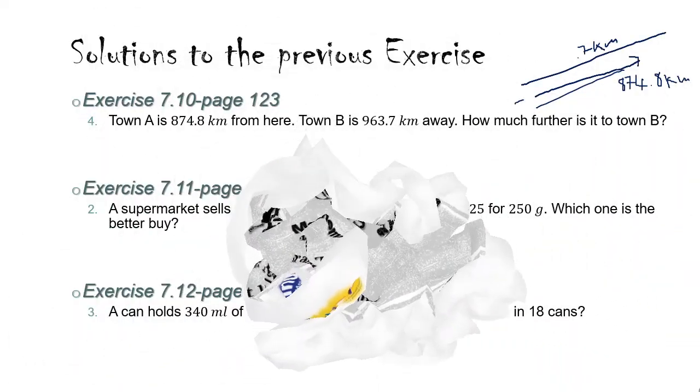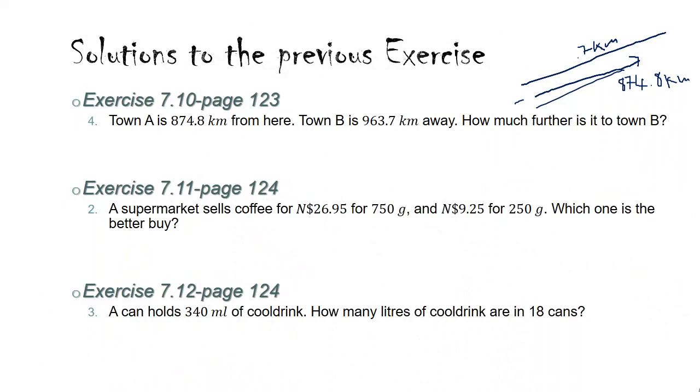But before we move on with our lesson, let us first look at the solutions to the previous exercise. Remember, in the last lesson we were talking about problem solving involving measurement of length, mass and capacity. Now the first exercise, 7.10, page 123. Let me pick a pen so I can solve that together.